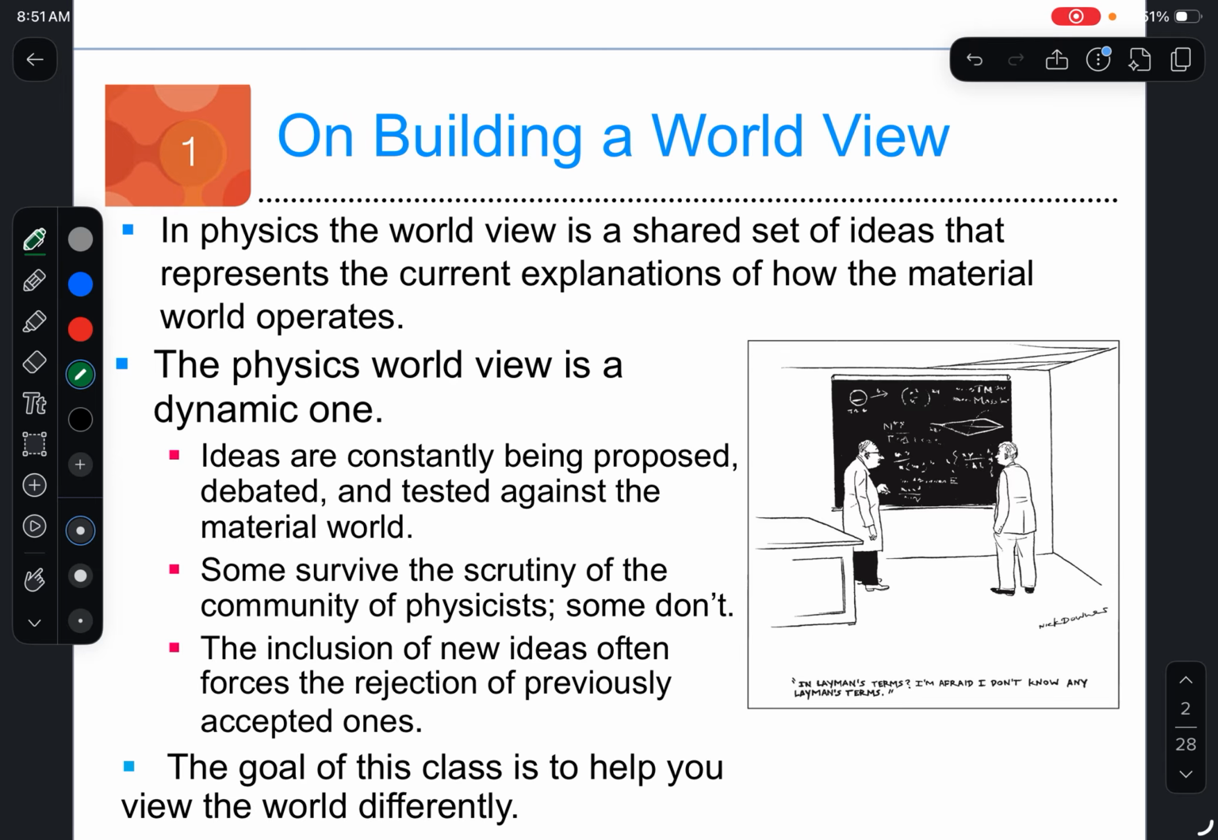So what we're going to be looking at is the worldview. It's basically a set of shared ideas that represent current explanations of how the material world operates. The physics world is a dynamic one, so we're constantly proposing ideas, debating them, and testing them, and some of them will survive, some do not survive. The goal of the class is to help you view the world differently. As we go through this semester, I'll point out some real world examples that are actually based on physics.